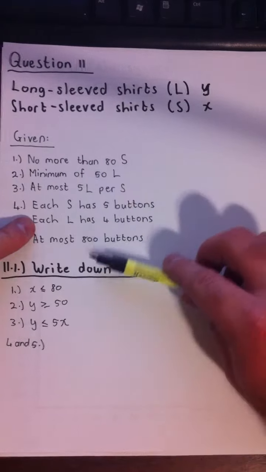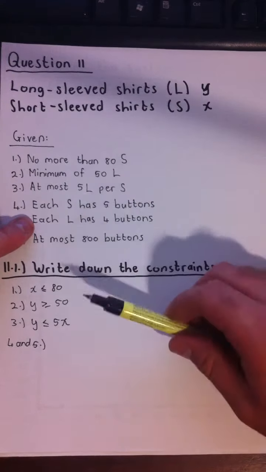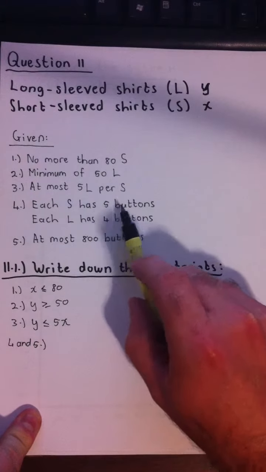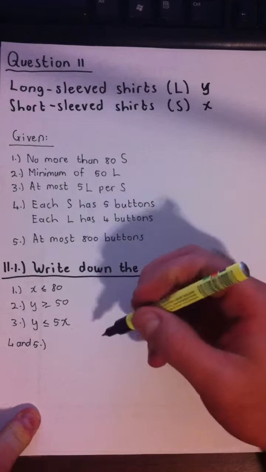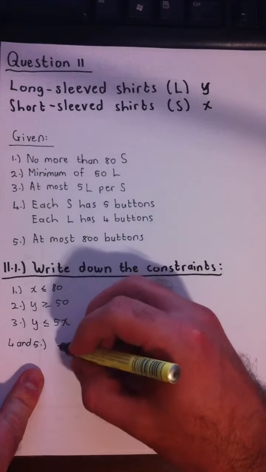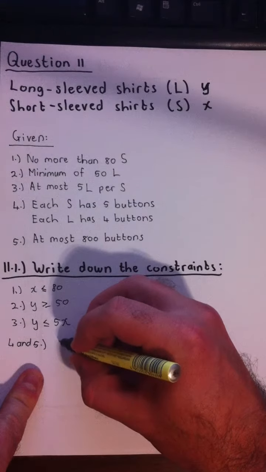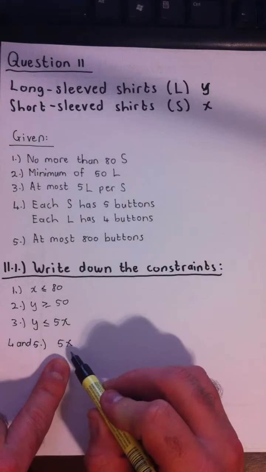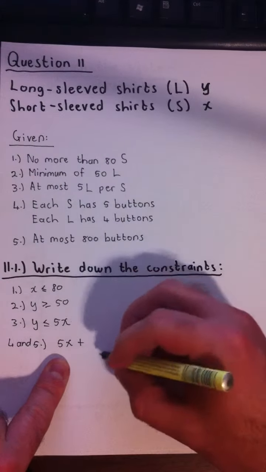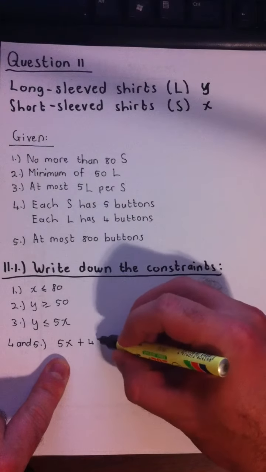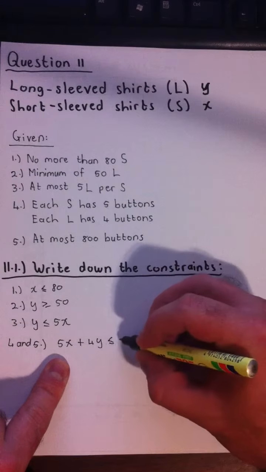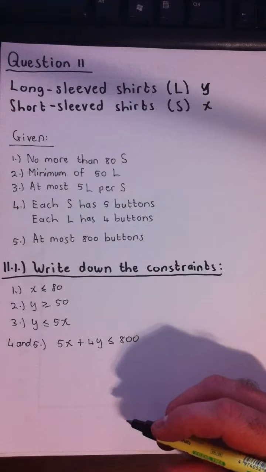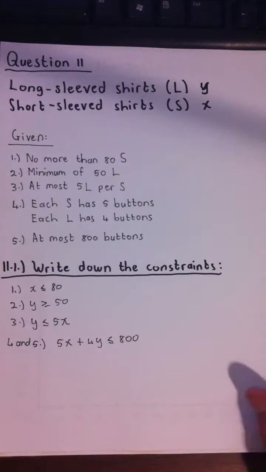Okay, from number 4 and number 5 together, we have a total of 800 buttons available for production. Each long sleeve shirt gets 4 buttons and each short one gets 5 buttons. So each X has 5 buttons, so 5 times X is the number of buttons in total for short sleeve shirts, plus the number of buttons for long sleeve shirts, 4Y, must total less than or equal to 800. So those are your constraints that you need to write down.